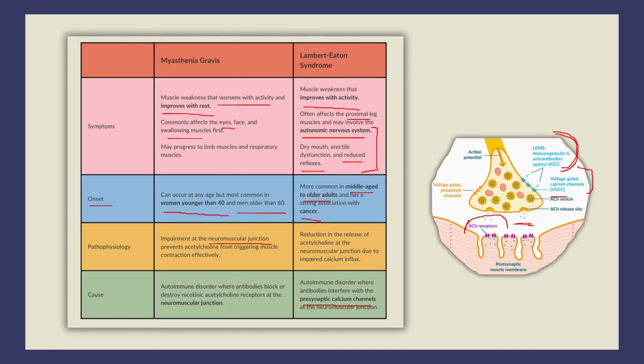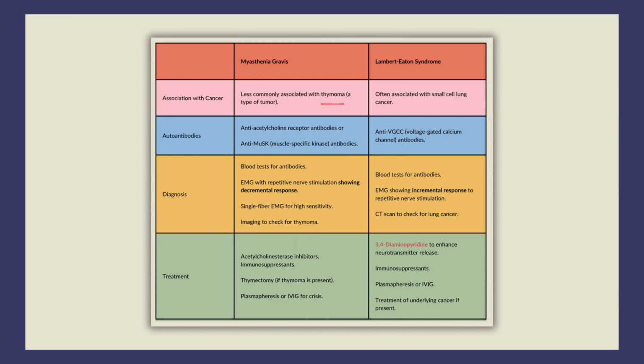Going to the next phase of difference. Myasthenia is usually associated with thymoma, you know that. While Lambert-Eaton, as we discussed, is common with cancer, most commonly small cell lung cancer, which is quite important and comes in exams. The most common autoantibody in Myasthenia Gravis is anti-acetylcholine receptor antibody, and the other could be anti-MuSK. If anti-acetylcholine receptor antibody is negative, then you should send anti-MuSK levels. It could be positive in Myasthenia. While in Lambert-Eaton, as we discussed, it is anti-VGCC, voltage-gated calcium channel.